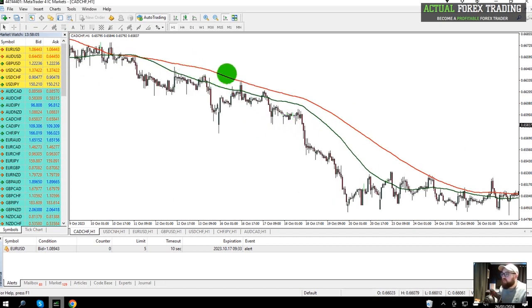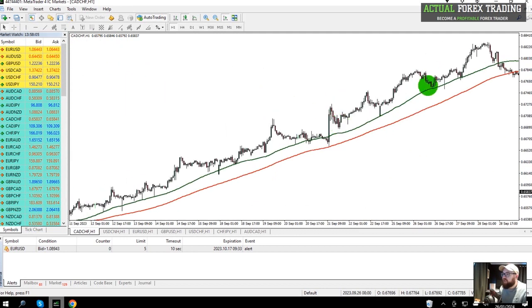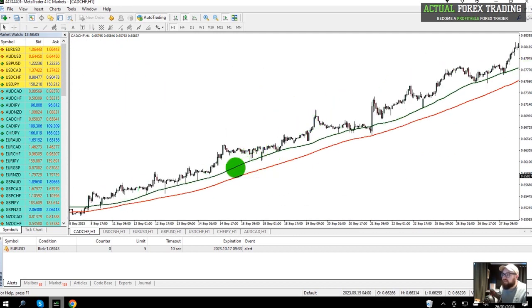Now, when the red is above the green, when the slower moving average is above the faster moving average, that can indicate a downtrend. You can see that's the case here. When the green is above the red, that can indicate an uptrend. You can see that we have that here. If we go back and look at this very clear uptrend, the faster is above the slower, the green is above the red. It confirms an uptrend. So that's how they can be used for market direction.